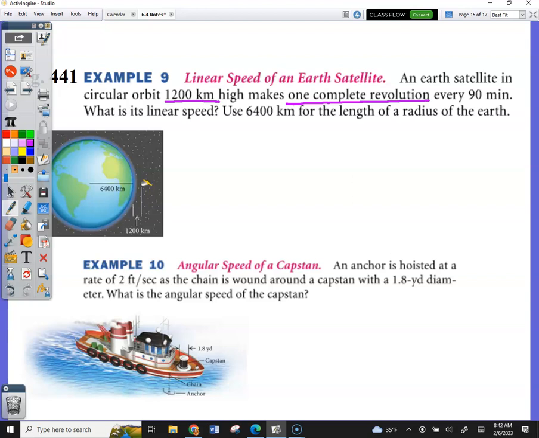So when they say one complete revolution, they're secretly telling you that the radians is 2 pi. That one's sneaky. Now, what's the rate that it's going? It's every 90 minutes, right? So what is T? T must be 90. I'm going to just underline that and then draw an arrow and come right here and say, okay, so T is 90 minutes.